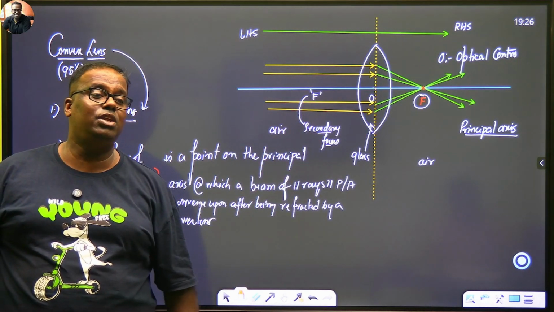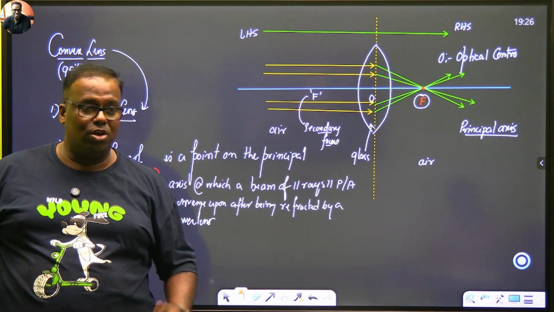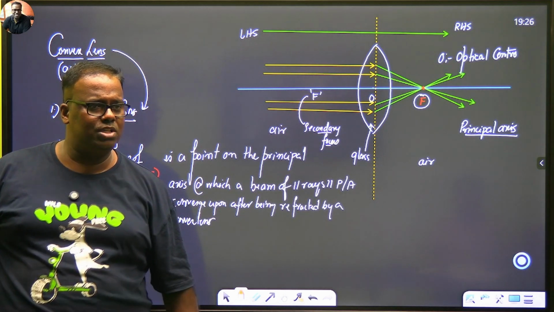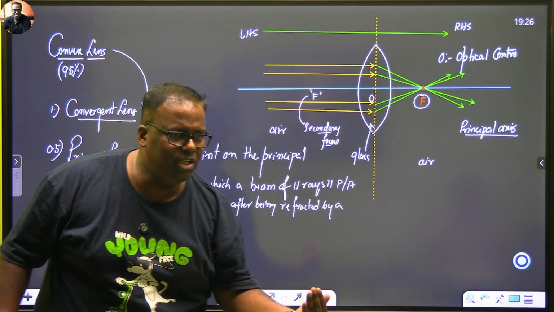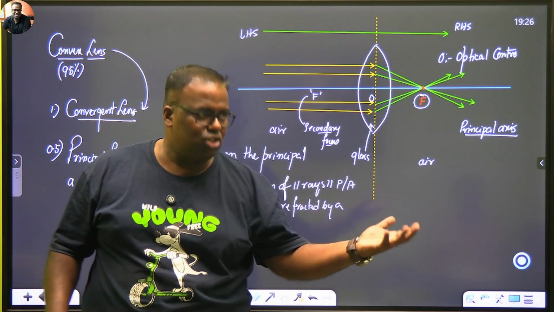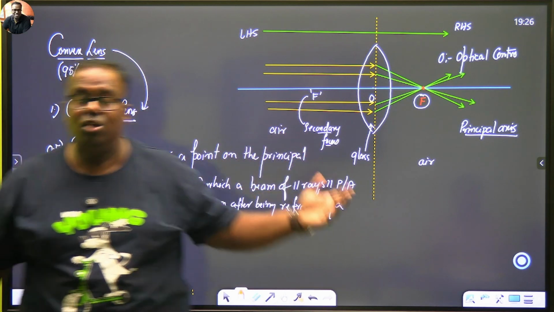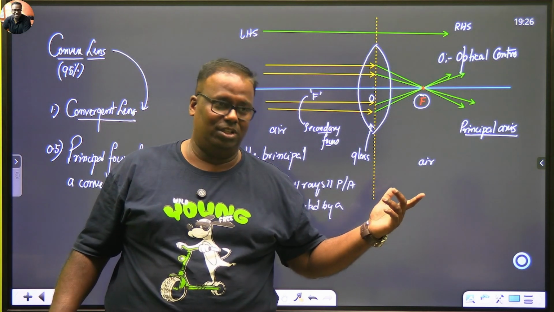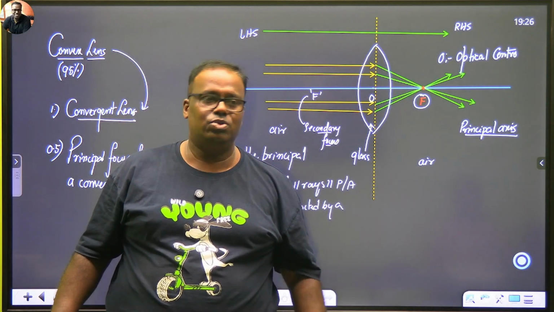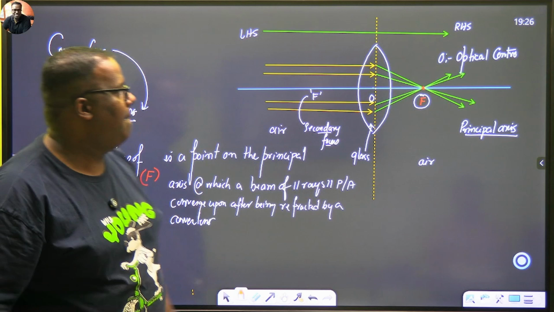However, in a mirror, you don't have two focuses. Why don't you have two focuses in a mirror? A mirror has only one shiny side. So whatever has to happen will happen on one side of the mirror, not on the other side. Not on both sides of the mirror, to put it in better English. Do you understand? So in a lens, it is always two.